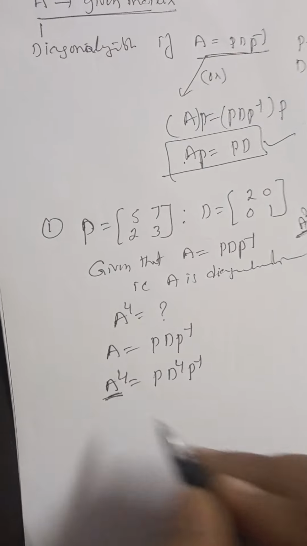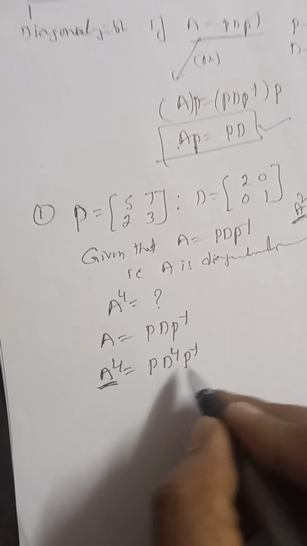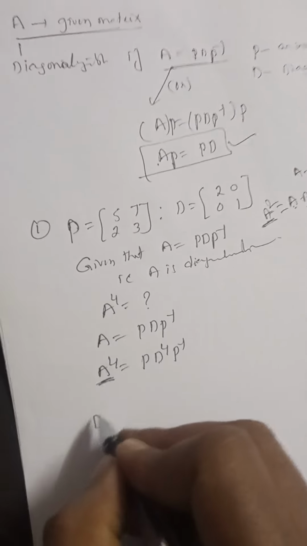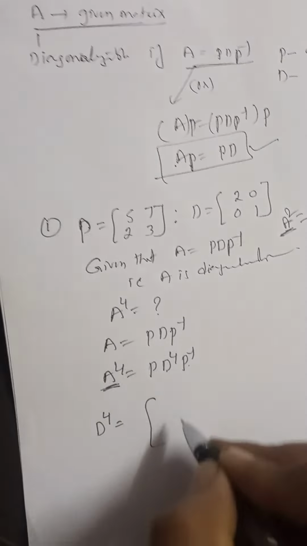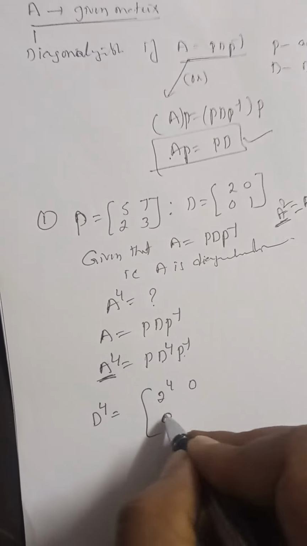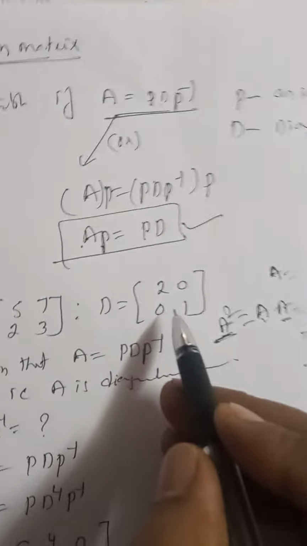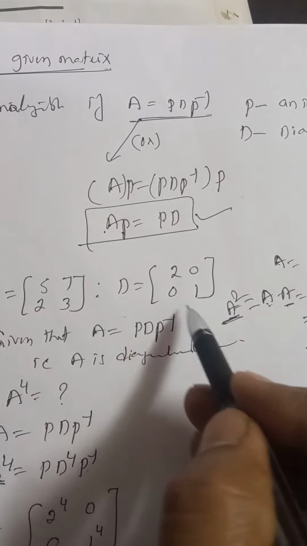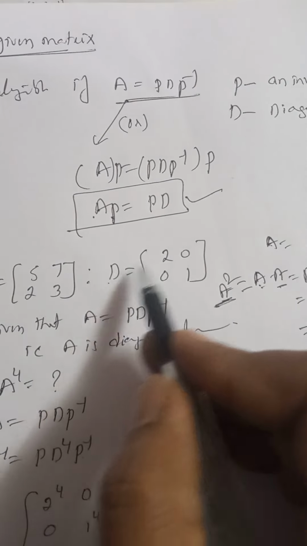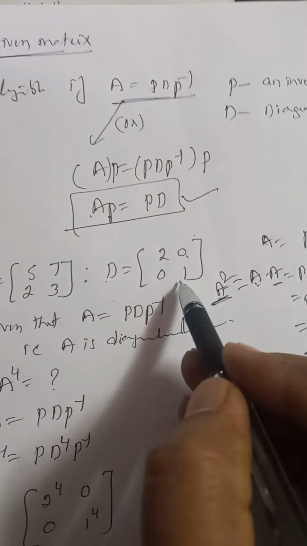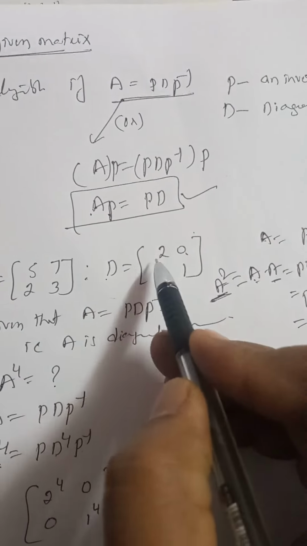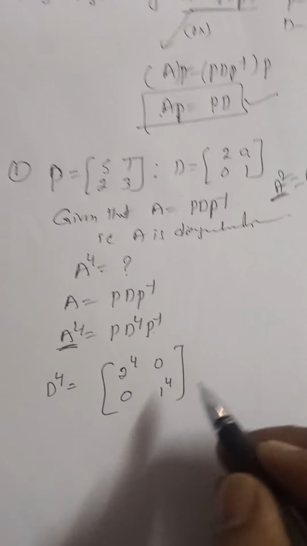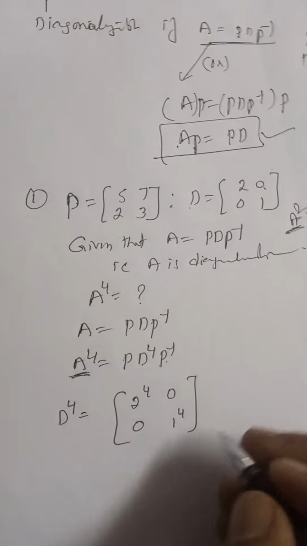Now we need to compute A power 4, no? Right. First of all, P is there. We know P value, and we need to find D power 4 and also P inverse. First of all, I am finding D power 4. D power 4 is nothing but 2 power 4, 0, 1 power 4. That's it. Since D is a diagonal matrix, D square is nothing but 2 square, 0 square, 0 square, 1 square. D cube is nothing but 2 cube, 0 cube, 0 cube, 1 cube. D power 4 is nothing but 2 power 4, 0 power 4, 0 power 4, 1 power 4. Right? This problem is there in our first page, last unit, first page.